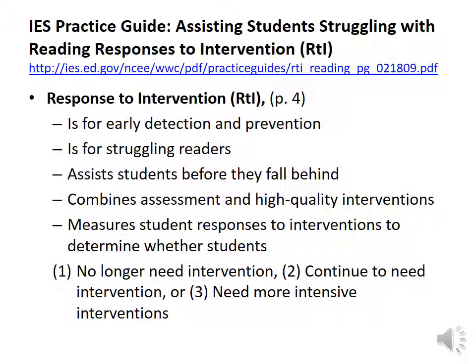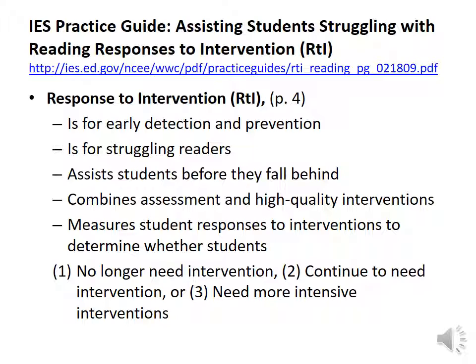Response to Intervention is for struggling readers, and again, it assists students before they fall behind. It's a strong combination of assessment and high-quality interventions, where you measure students' responses to the interventions, and then you make one of three determinations. One, they no longer need an intervention. You found the problem, you fixed the problem, and now they are proceeding just fine. Two, they continue to need an intervention.